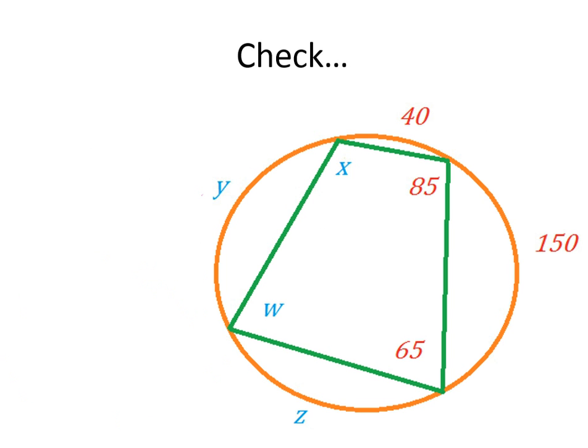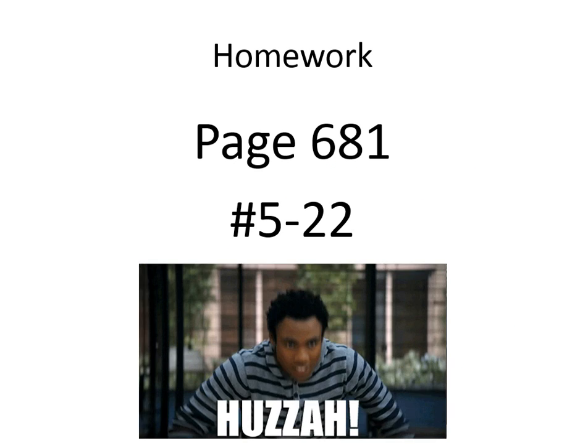Take a second, find W, X, Y, and Z. W is probably the easiest one to find, and then X, then Y, and then Z. Hopefully you found all that.